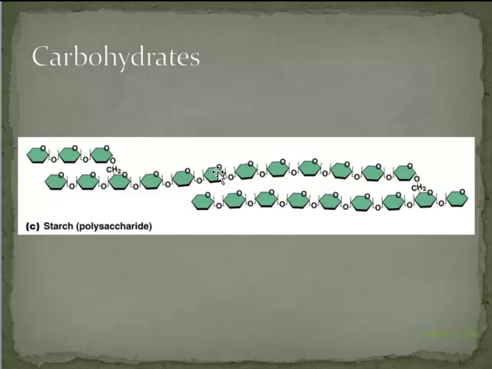Glycogen, which I mentioned before, is a similar type of molecule. Starch is how plants store glucose. Glycogen is how animals store glucose. It looks very similar to starch, except it's going to have some more branches. Those are the types of carbohydrates.